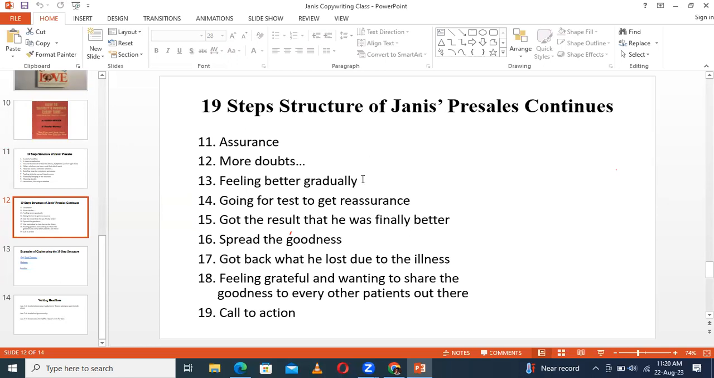And then I went to 13. She started feeling better gradually. Around the fourth week, her pain had reduced. She could move around easily without pain. Then I skipped 14 and I went to 15.